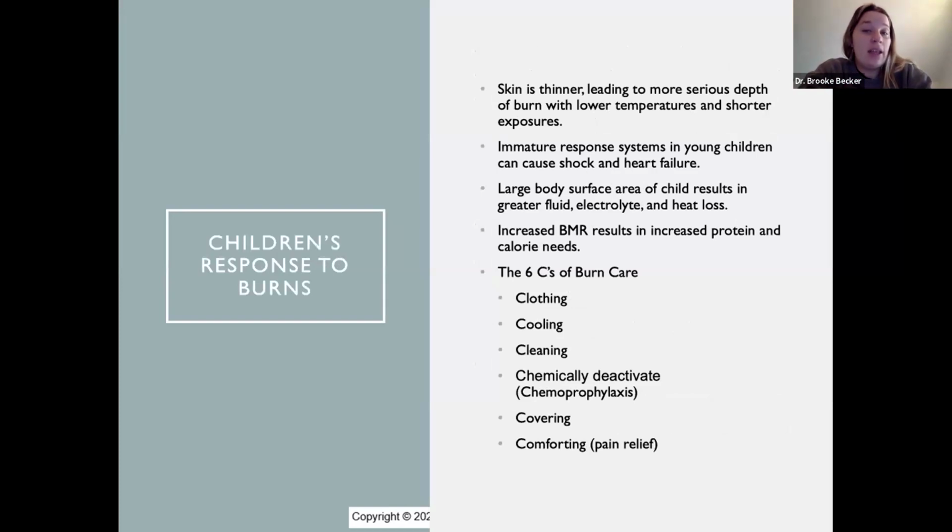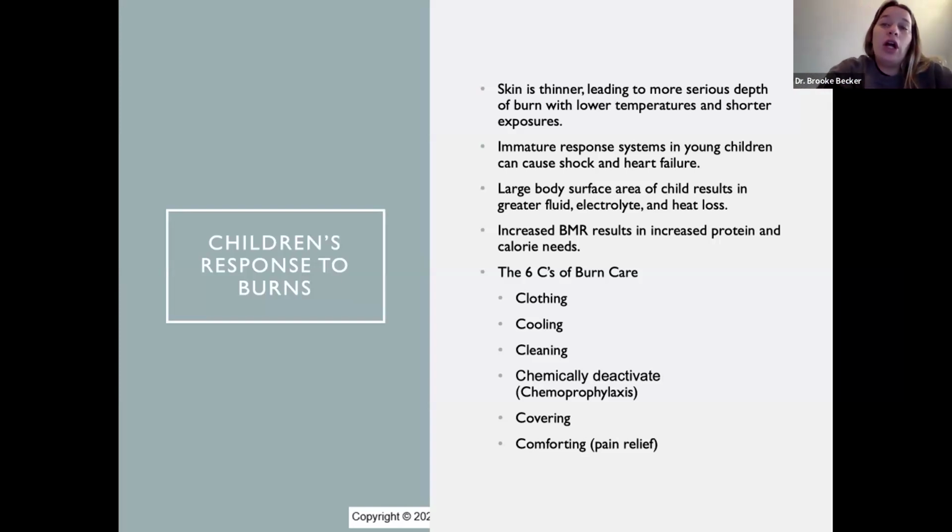Obviously, because kids are smaller than adults, they're going to hit that rule of nines a lot sooner. So a tiny burn on their upper chest or on their face can really escalate that percentage of their burn number, because they have such a small body surface area compared to adults.